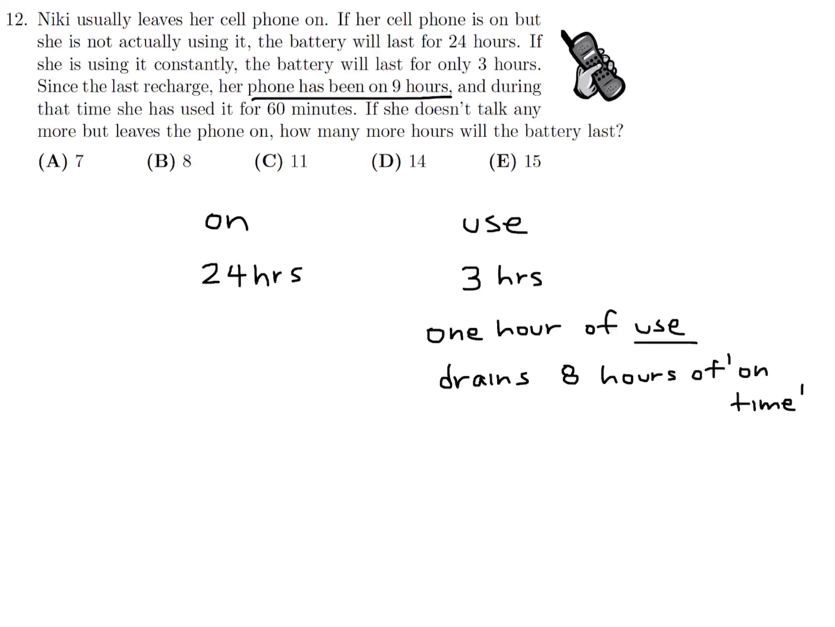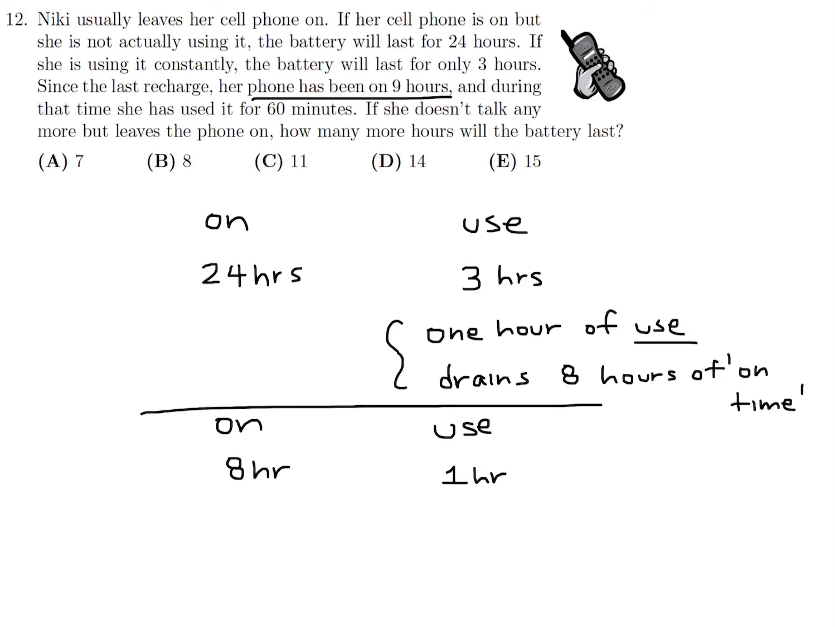Her phone has been on for 9 hours, right? And during those 9 hours, it was being used for 60 minutes. So it's only being used for 1 hour. So that means of those 9 hours, it was on for 8 hours, but not being used. Now, I just wrote that 1 hour of use drains 8 hours of on time. So she has used it for 1 hour, but that really drained 8 hours of on time. So the amount of on time that has been drained is 8 hours right there and an additional 8 hours.